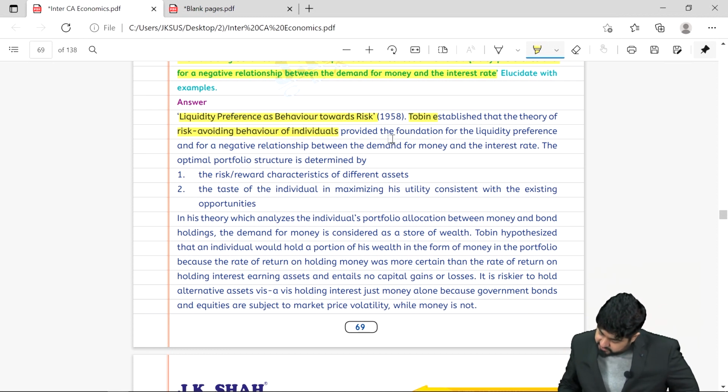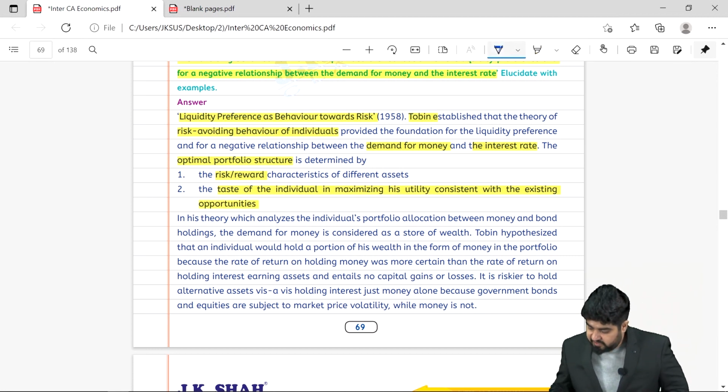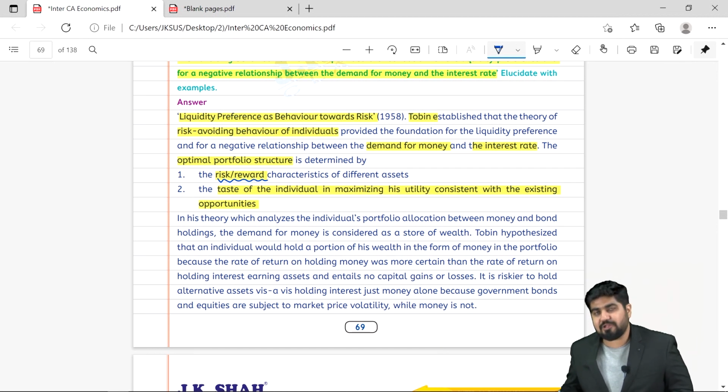Look at this. It provided the foundation of liquidity preference and for a negative relationship between demand for money and the interest rate. The optimal portfolio structure, that means you will be creating a portfolio for your investments, will be determined by two things. First one is risk-reward characteristics, the other one is taste of the individual in maximizing his utility consistent with the existing opportunity. See, understand. First one is risk and reward, that will determine the level of holding that you will take.